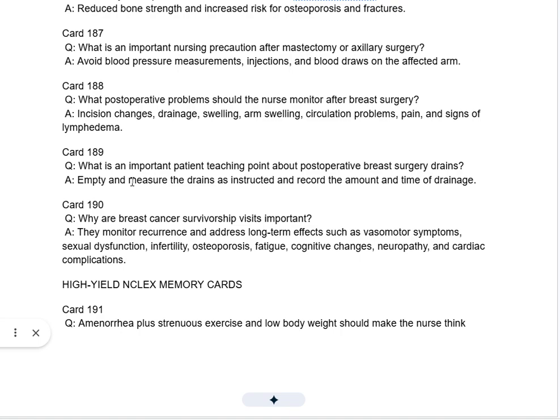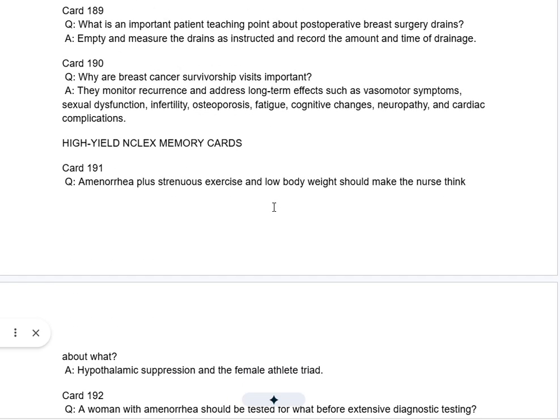Card 189Q. What is an important patient teaching point about postoperative breast surgery drains? A. Empty and measure the drains as instructed and record the amount and time of drainage. Card 190Q. Why are breast cancer survivorship visits important? A. They monitor recurrence and address long-term effects, such as vasomotor symptoms, sexual dysfunction, infertility, osteoporosis, fatigue, cognitive changes, neuropathy, and cardiac complications. High-yield NCLEX memory cards.